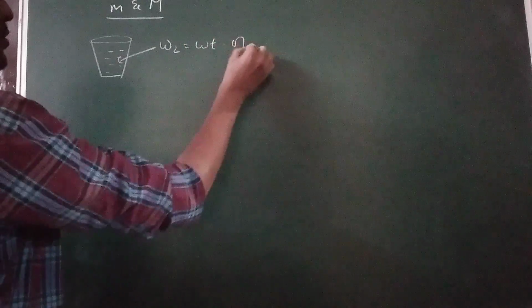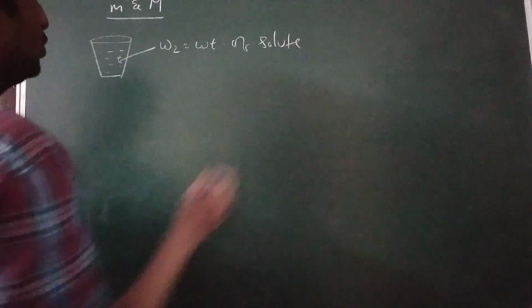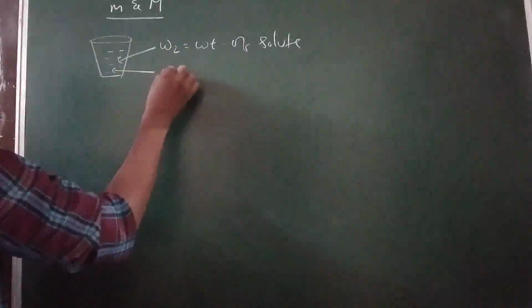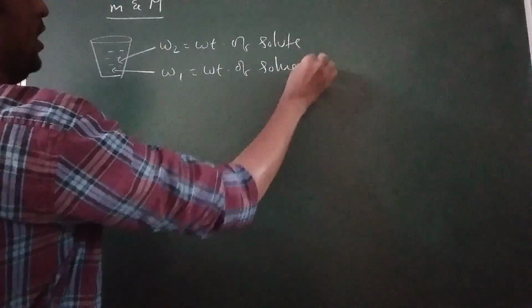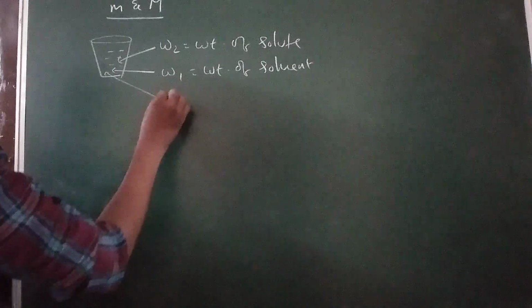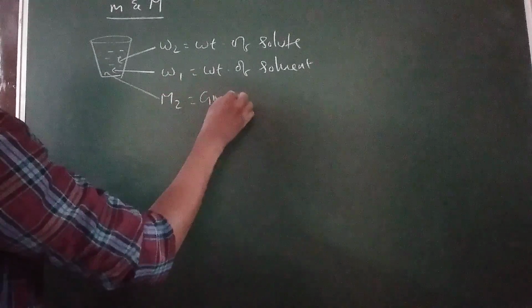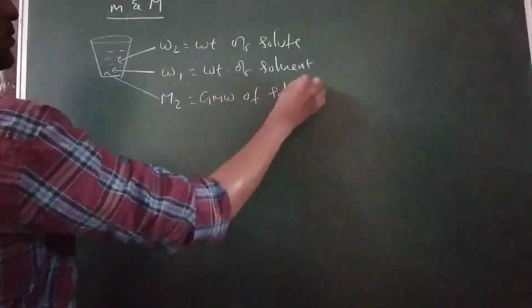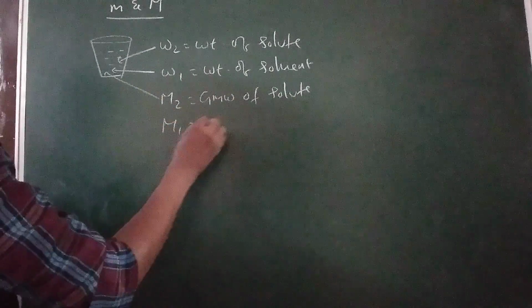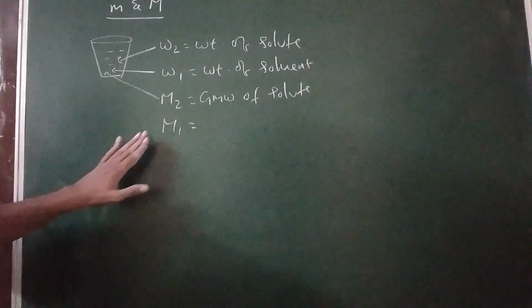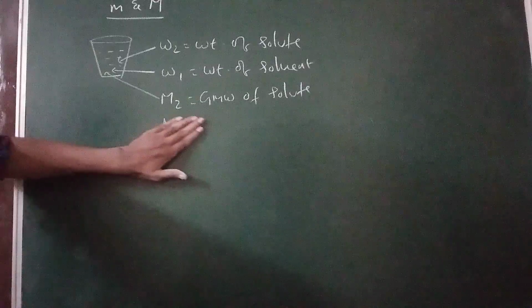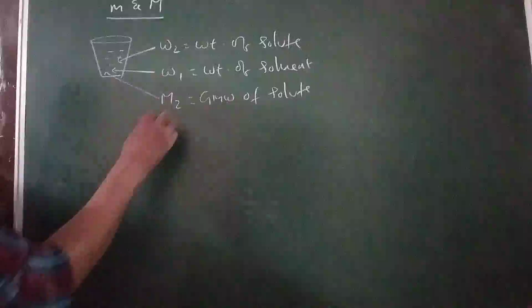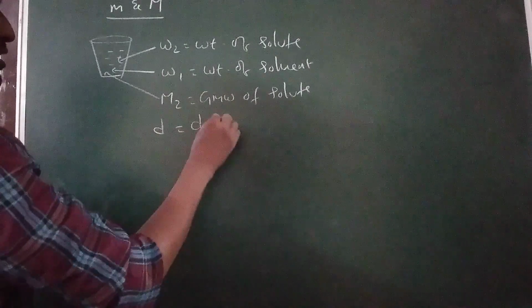Let W2 be the weight of solute. W1 is the weight of solvent. M2 is the gram molecular weight of solute. M1 is the gram molecular weight of solvent, but it is not needed because in molarity we don't write the gram molecular weight of solvent. Let D be the density of solution.